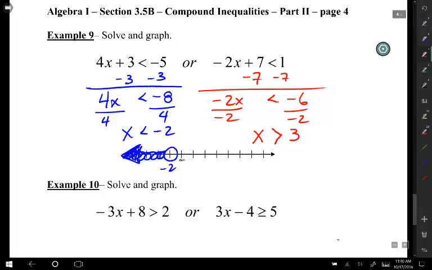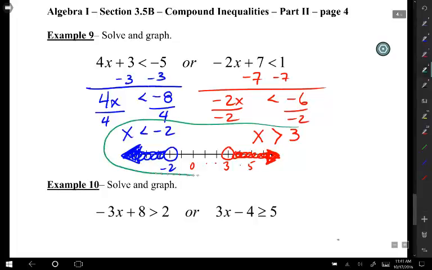So negative 2, negative 1, 0, 1, 2, 3, 4, 5. Which way is this one shading? To the right. Okay. So it looks like that's our answer.